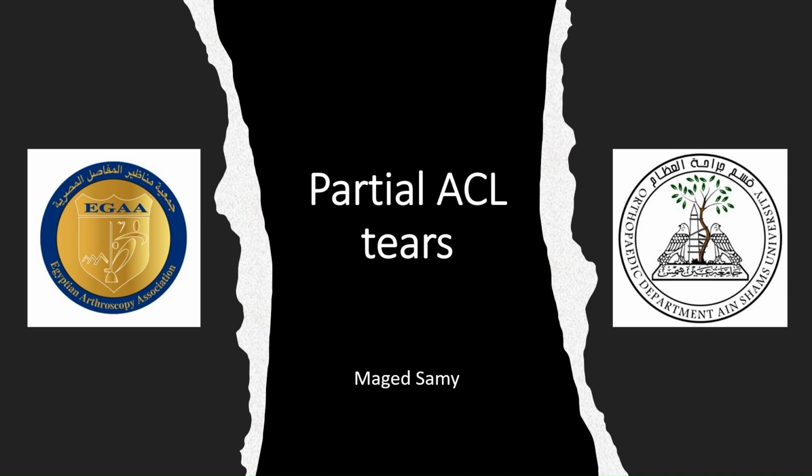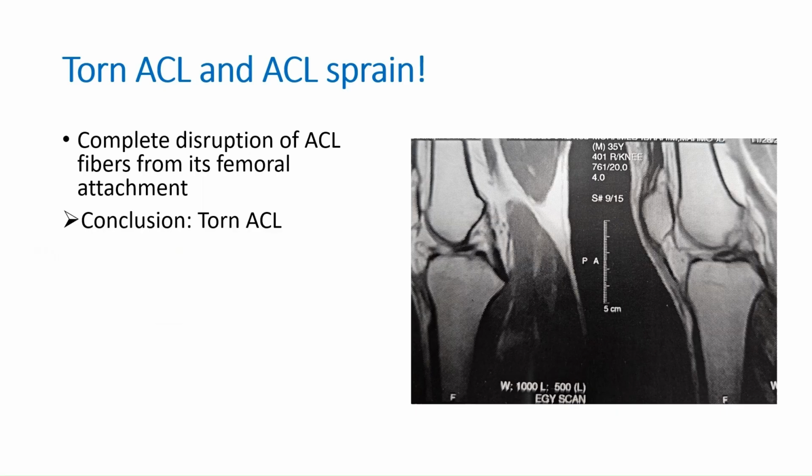We will be discussing partial ACL tears and how to reconstruct the ACL in these cases with preservation of the stump. In this MRI, we see a completely torn ACL from its femoral attachment with complete disruption of the ACL. This is a torn ACL.